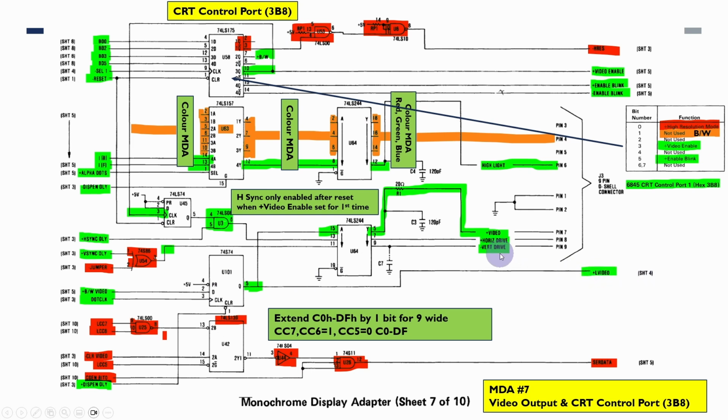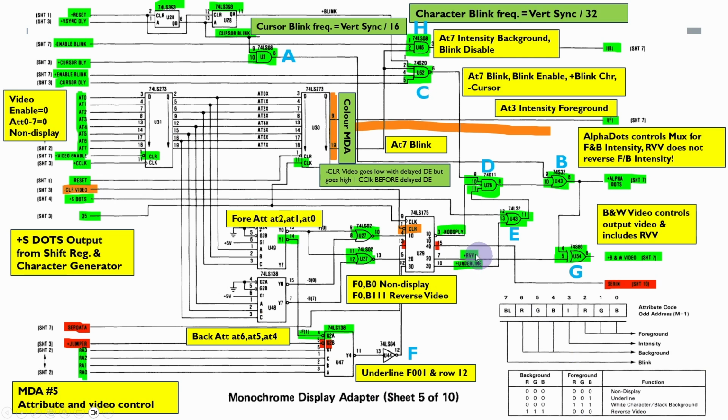So the main difference between this signal and this one here is that this signal doesn't have the foreground and background intensity values reversed when we get the reverse video. So for a monochrome display adapter, it's quite complicated.